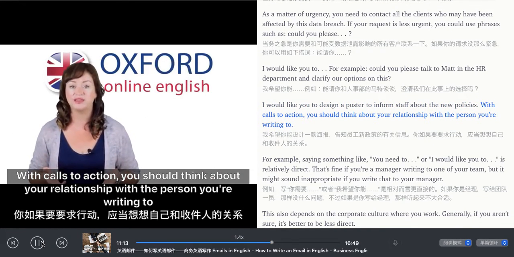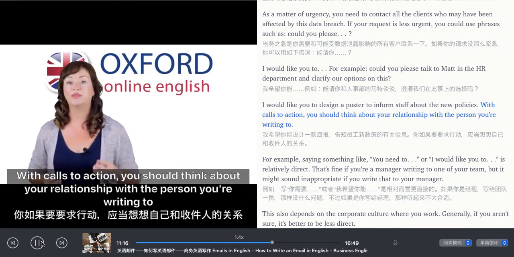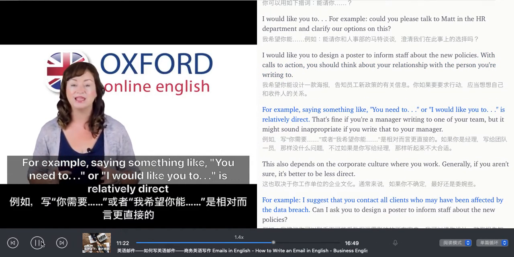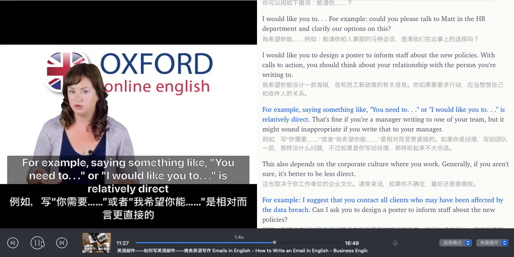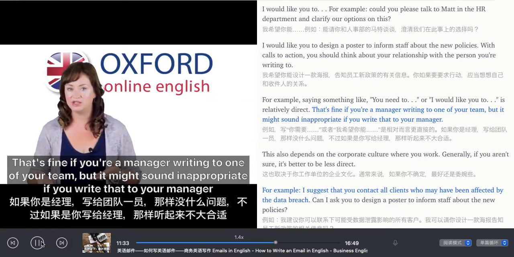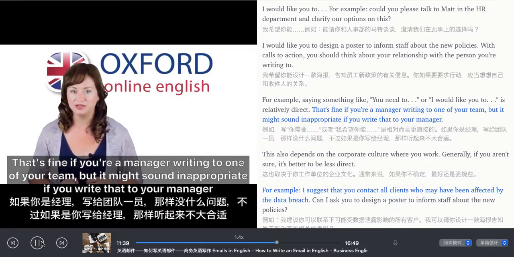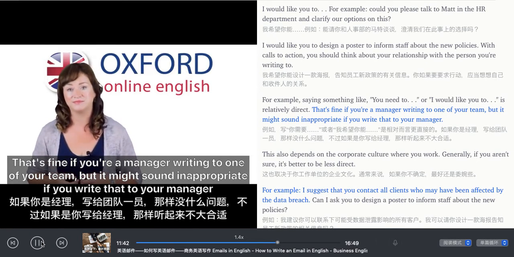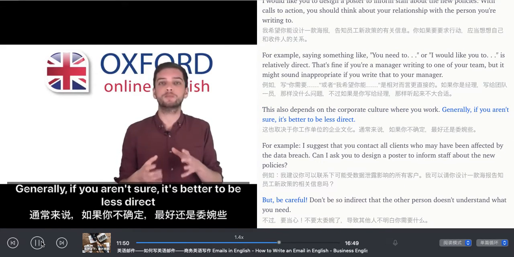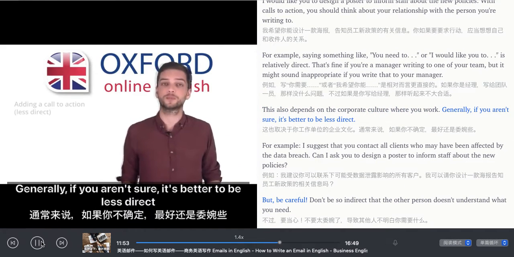With calls to action, you should think about your relationship with the person you're writing to. For example, saying something like "you need to" or "I would like you to" is relatively direct. That's fine if you're a manager writing to one of your team, but it might sound inappropriate if you write that to your manager. This also depends on the corporate culture where you work. Generally, if you aren't sure, it's better to be less direct.